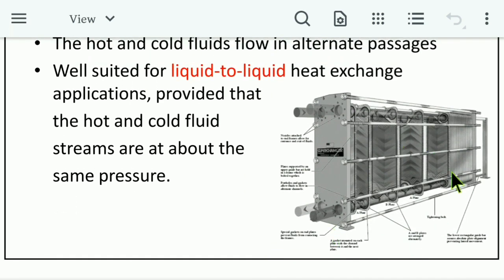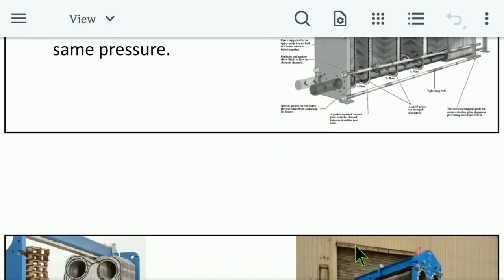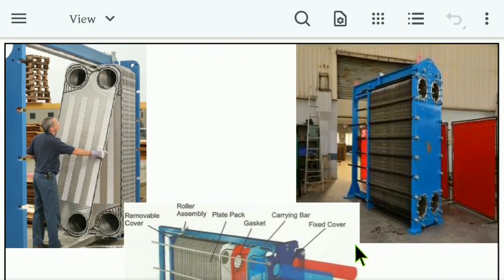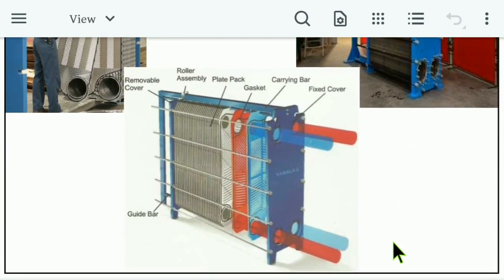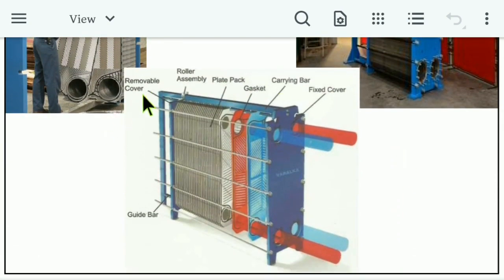There is a figure. There are some real figures of plate and frame heat exchanger. Removable cover, roller assembly, plate pack, gasket, carrying bar, fixed cover, guide bar.